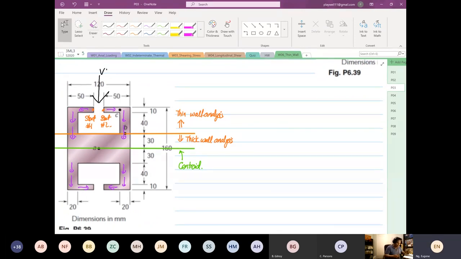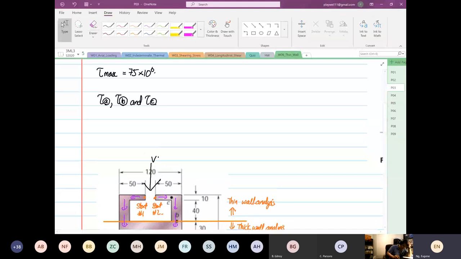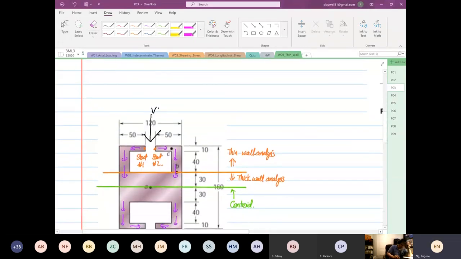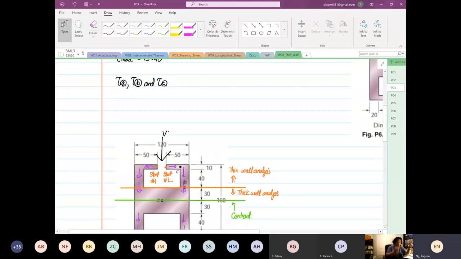Before we go anywhere, again, this problem set? Anyone want to guess? Is it point A that has the maximum shearing stress? Or is it point B? Or is it point C? Anyone?